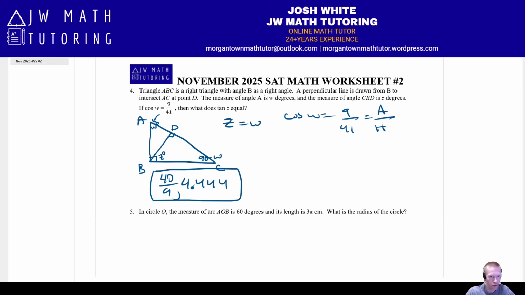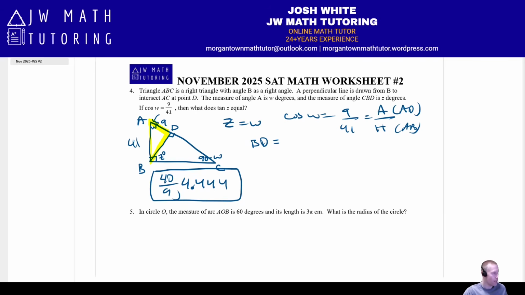I am going to look only at the small triangle right here. The side adjacent to this angle in the small triangle would be this side AD, which is 9. The hypotenuse would be AB, which is 41. I need to find BD right here, and I can get that by using the Pythagorean theorem.